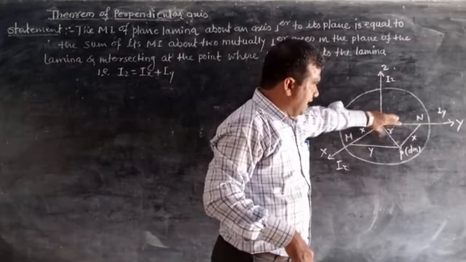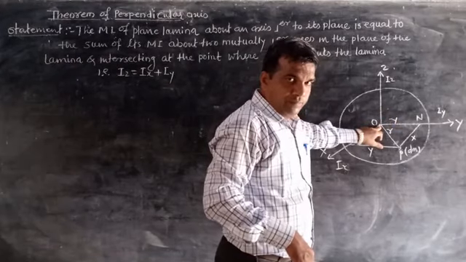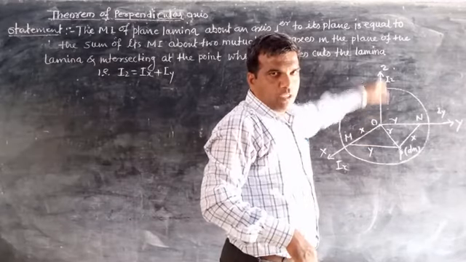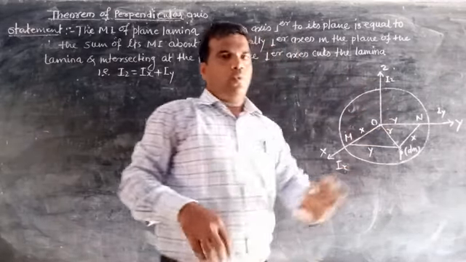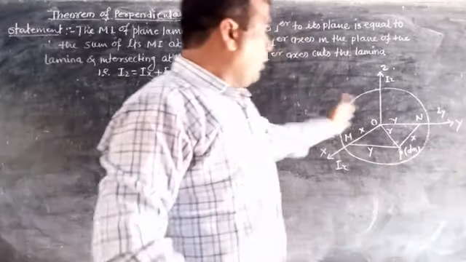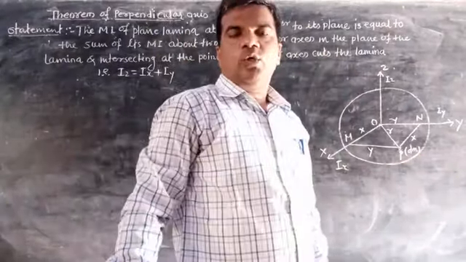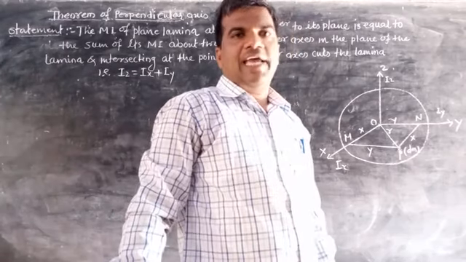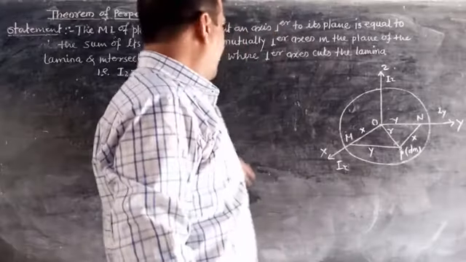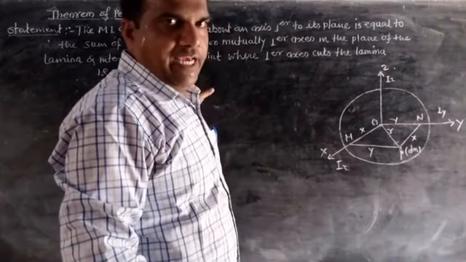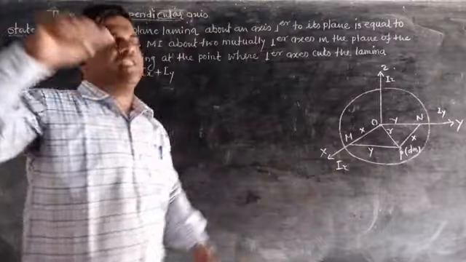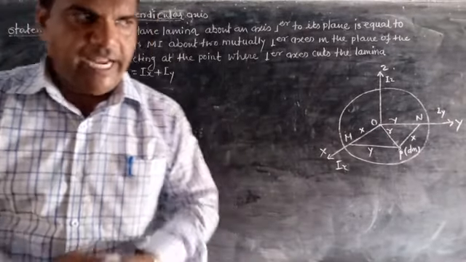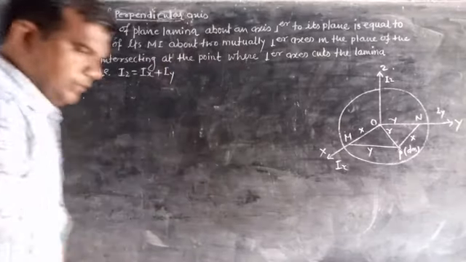These two perpendicular axes cut the lamina at point O, and the third axis, the z axis, is perpendicular to the lamina and passes through this common point O. Then the moment of inertia about the z axis, Iz, is equal to the sum of the moments of inertia about the x axis and y axis, that is Ix and Iy. Therefore we can write Iz is equal to Ix plus Iy. This is the statement of the theorem of perpendicular axis. Now we have to prove it.